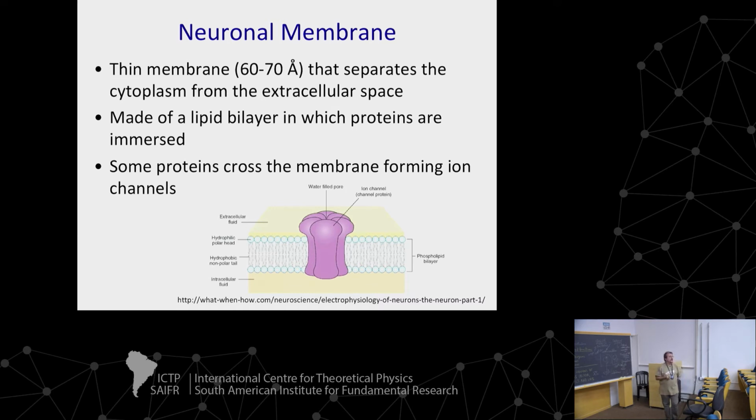As with any cell, the interior of the neuron, the cytoplasm, is separated from the extracellular space by a membrane, the neuronal membrane, which is a thin membrane composed of lipids and proteins immersed in these lipids that cross the membrane from one side to the other, and which act as channels through which ions can flow, both towards the inside or outside of the cell. They form channels, as you can see there.